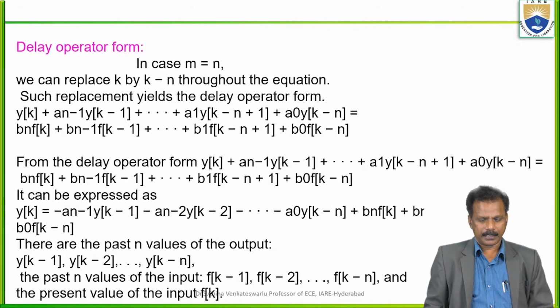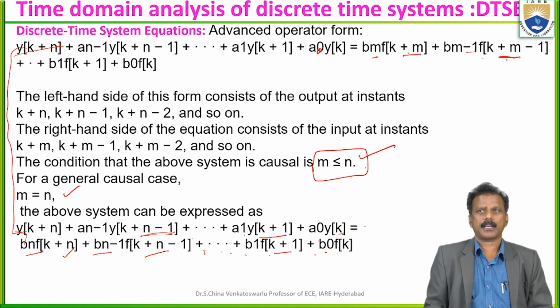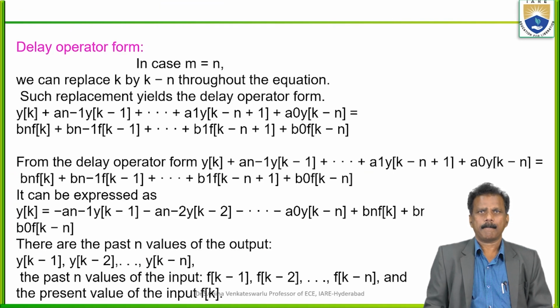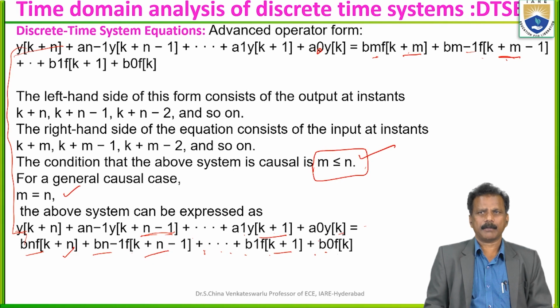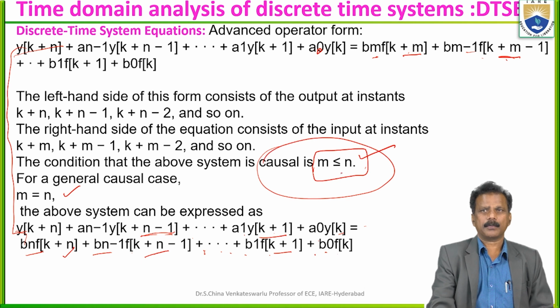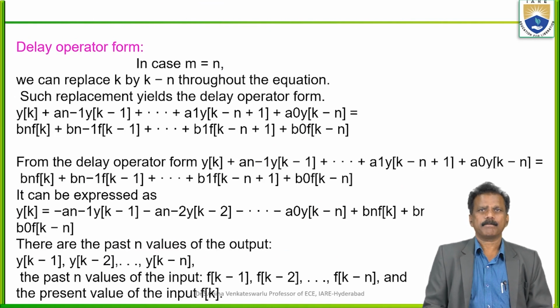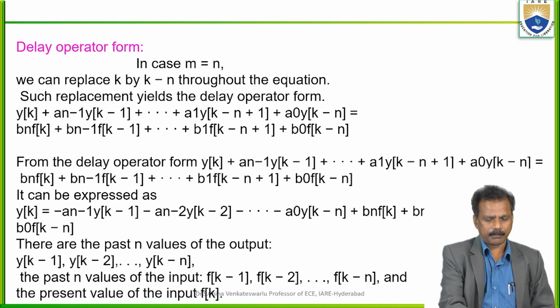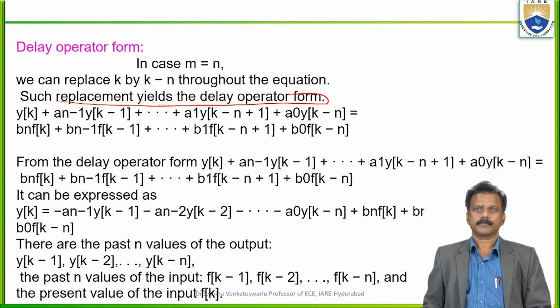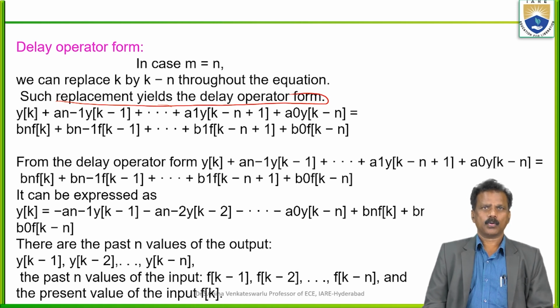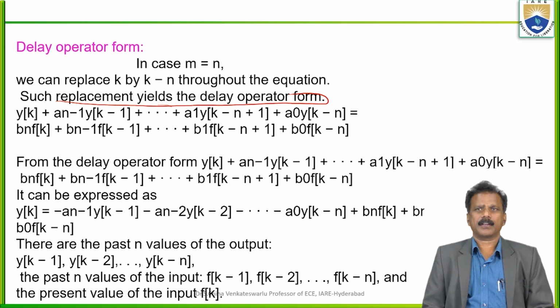Like this, you write the representation for the time domain analysis of discrete time systems in the delay operator form, in the case where m is equal to n. Normally we know that causal is m less than or equal to n, isn't it? But in the case of m equal to n, we can replace k by k minus n throughout the equation. Such replacement yields the delay operator form. This is the most important replacement. Replacing k by k minus 1 throughout the system yields the delay operator form.